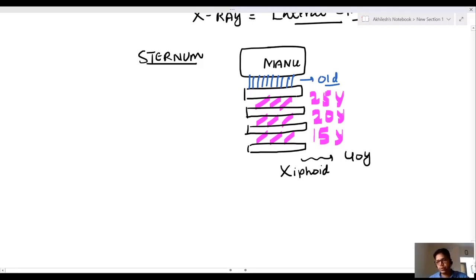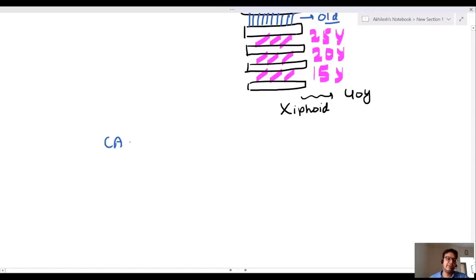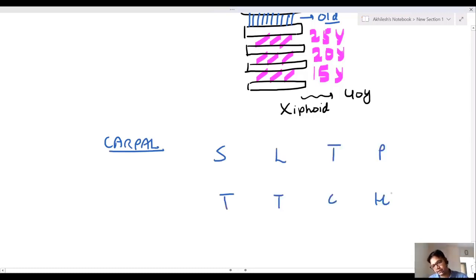Doctor sahab, if you want to go in detail for carpal bones, well, it's your wish. She looks too pretty. Try to catch her.